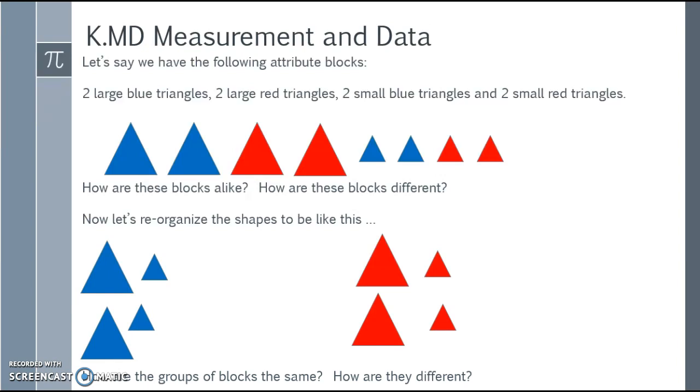So let's reorganize our shapes so that I have the blue ones on the left and the red ones grouped on the right, which is just one way that we can say that the blocks are alike. We have the alike blues and then the alike reds. However, they're different based on color and size.